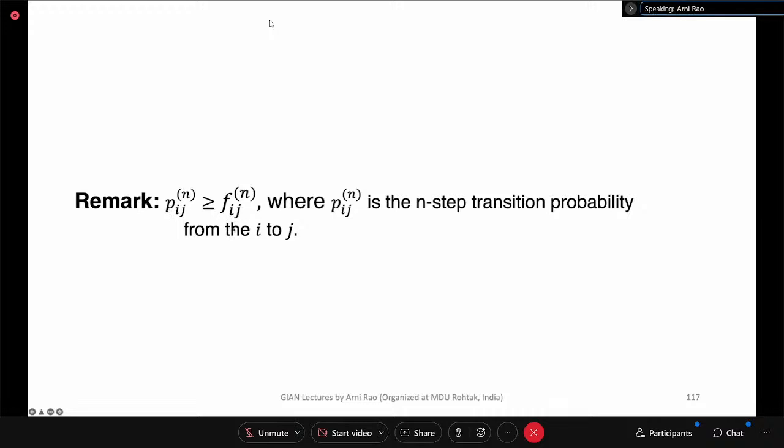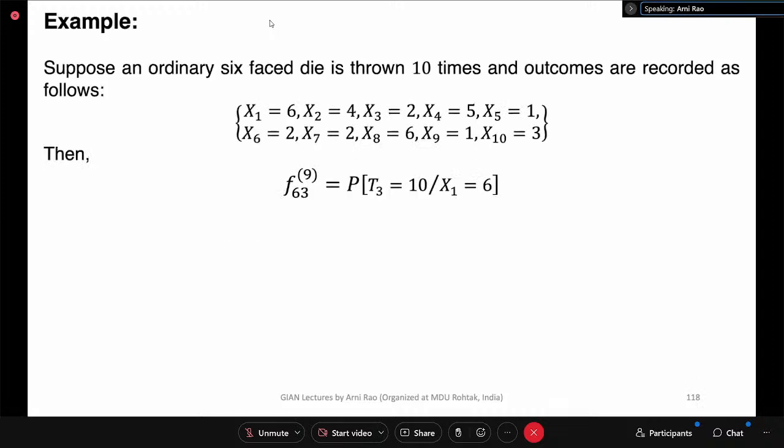Just automatically, once you see intuitionally, that will be correct. Let us see another example.